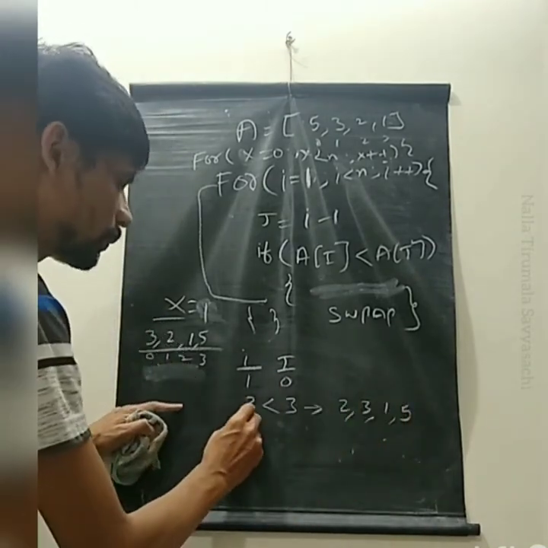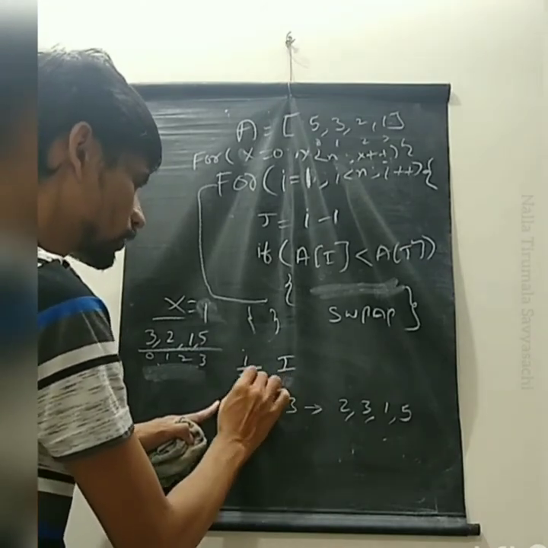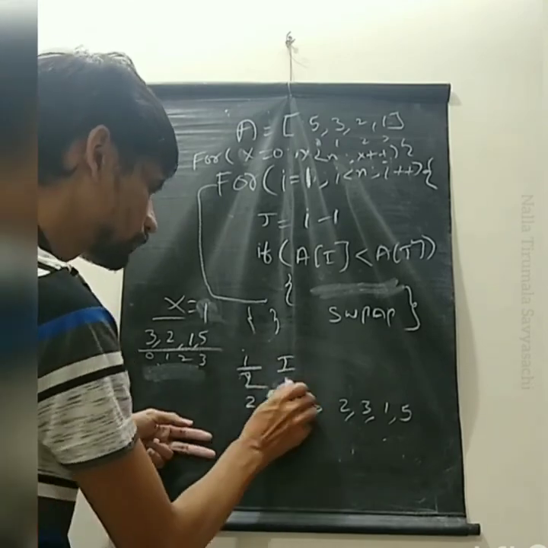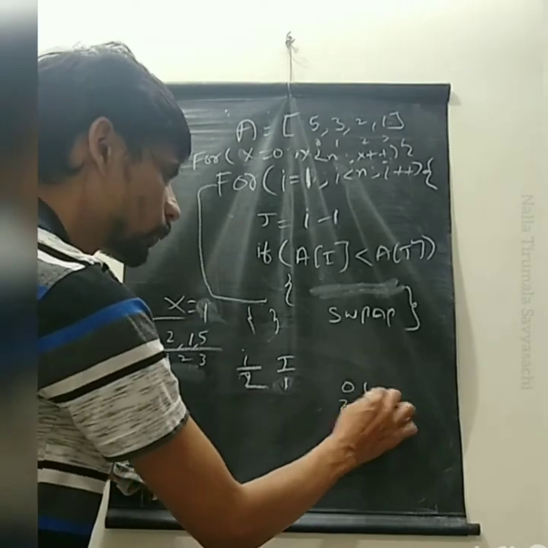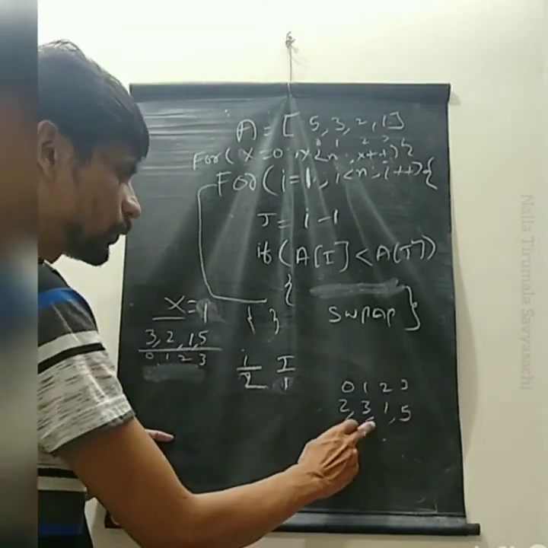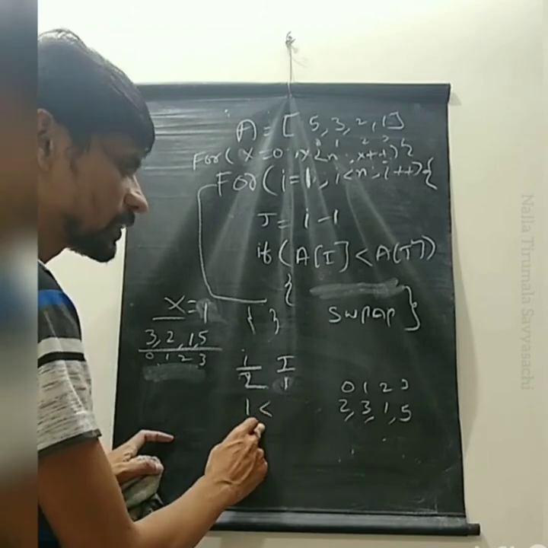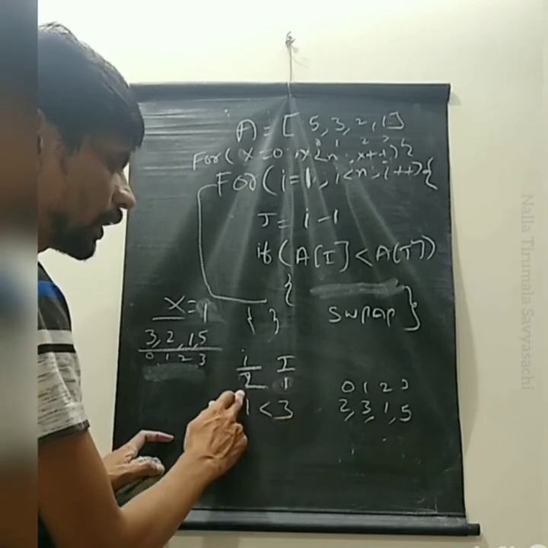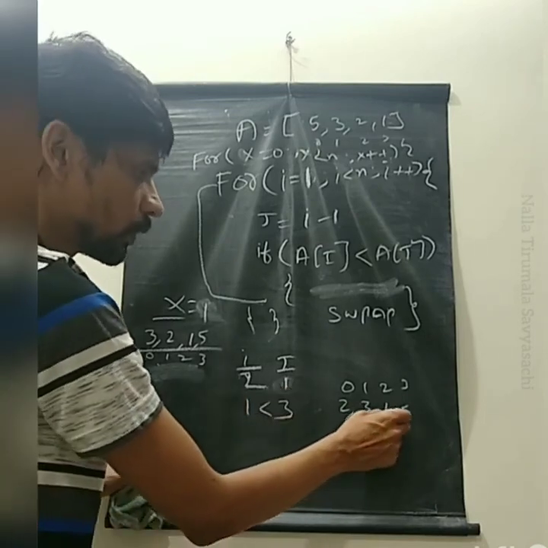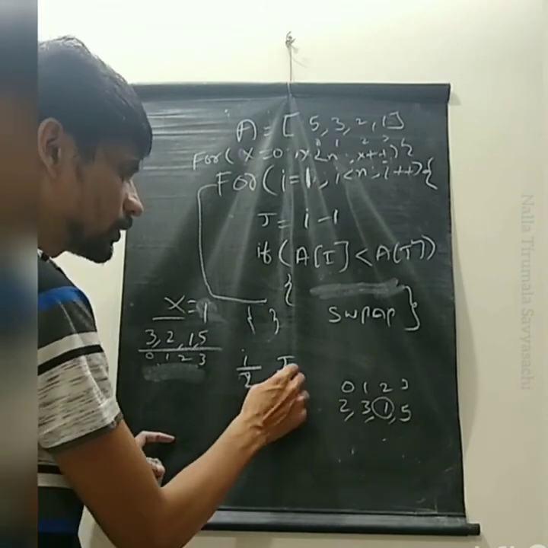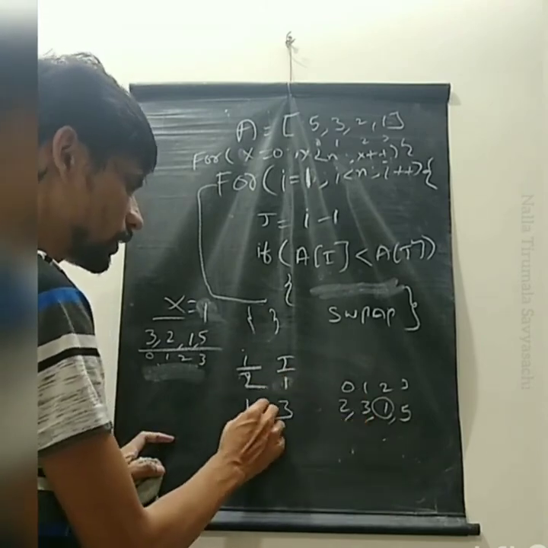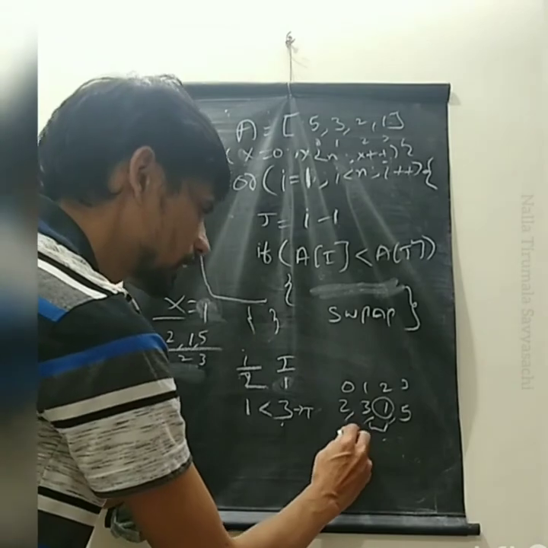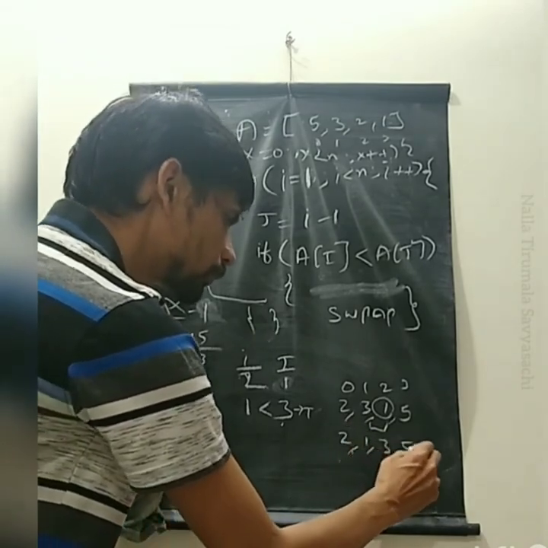Right. So now i will become 2 and j will become 1. With indexes 0, 1, 2, 3, what is a of 2? 1. Is 1 lesser than 3? a of i, that is a of 2, is 1. a of j is 3. So is 1 lesser than 3? True. So again we will swap these two things. Let's imagine 2, 1, 3, 5. Okay.